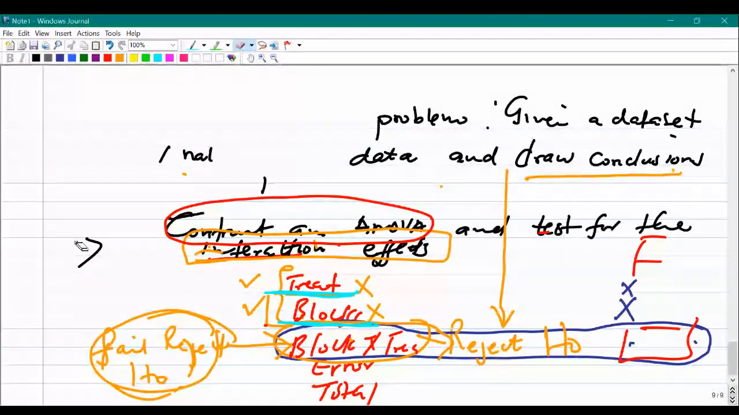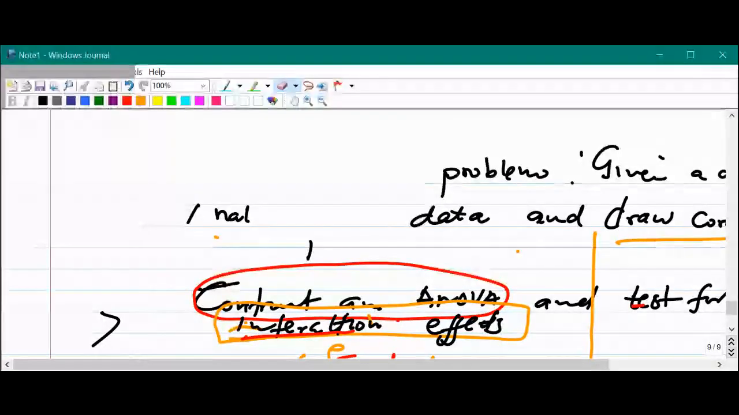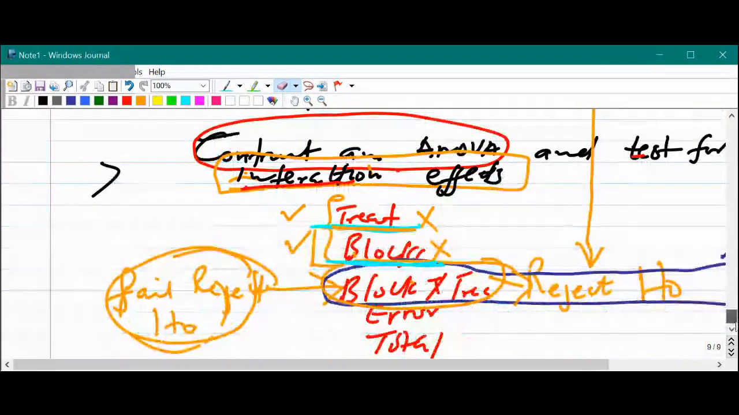So, sir, which means number 2, it does not matter if we fail to reject or we reject. We just end there. Yes, the second question, it doesn't matter what you find, what is your final findings, because it strictly says to test only the interaction.